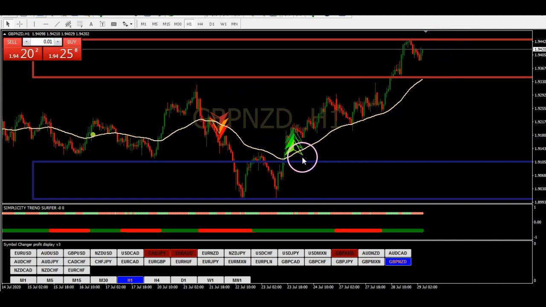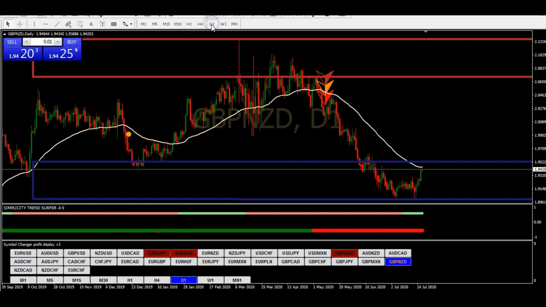Let's see what was the trend on this one. The daily, it wasn't a downtrend, but it was very extended. As you can see, it's making a nice W right there, and it's going up. So maybe it's a change of trend in the daily. We'll see.